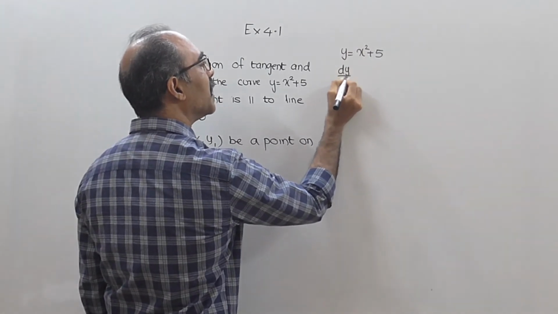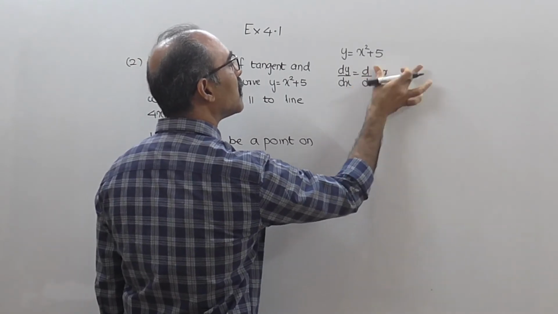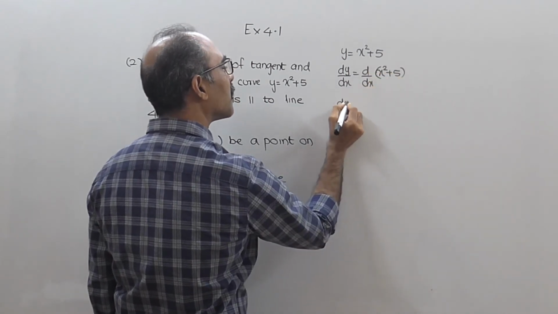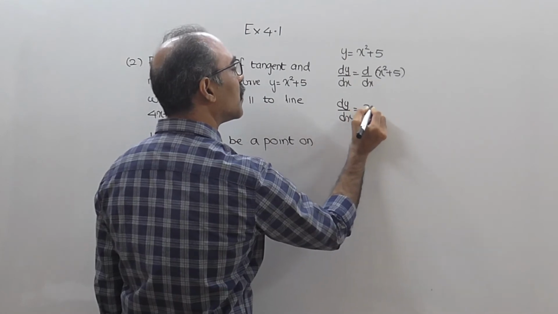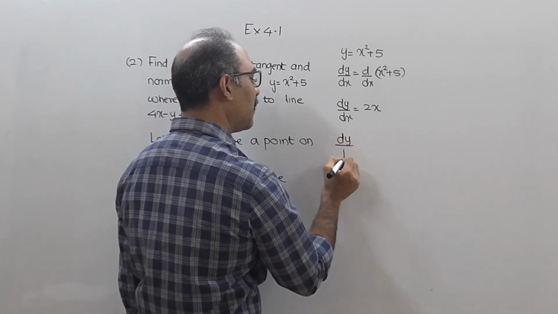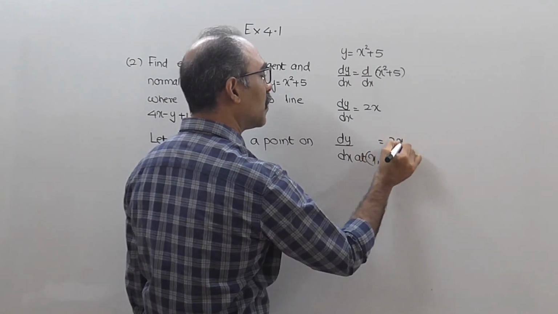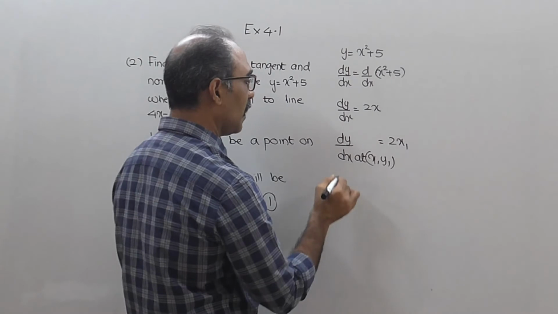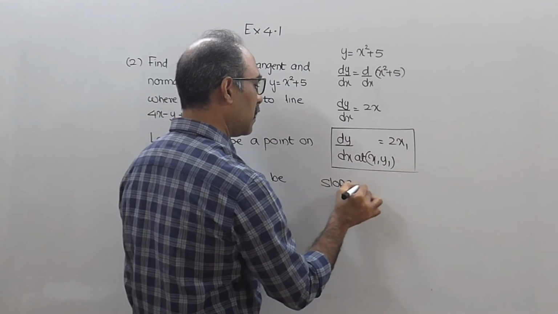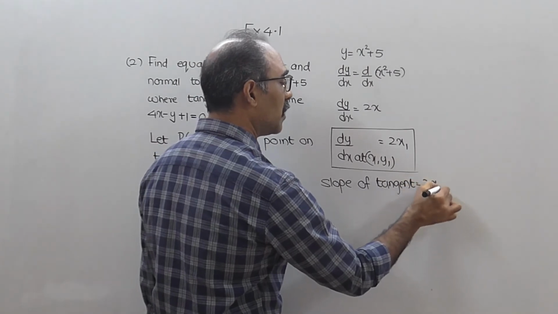So I will find dy by dx. dy by dx equal to d by dx of x square plus 5. So we will have dy by dx equal to 2x, the derivative of x square is 2x, and the derivative of 5 is 0. Then we will find dy by dx at x1 y1. That will be equal to putting x1 in place of x. This is nothing but the slope of the tangent, which is equal to 2x1.